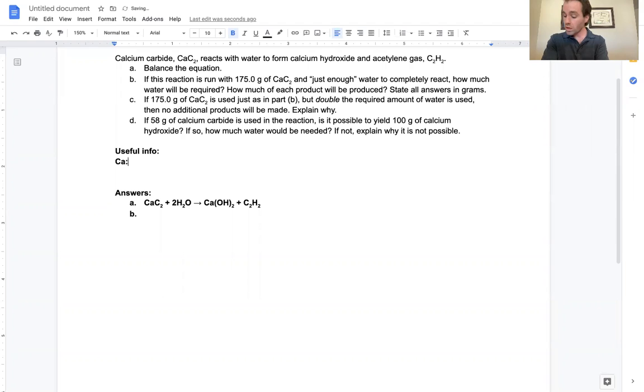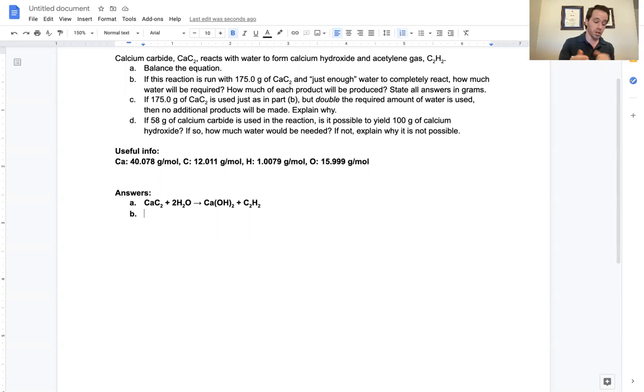Calcium is 40.078 grams per mole. Carbon is 12.011 grams per mole. Hydrogen is 1.0079 grams per mole. And oxygen is 15.999 grams per mole. Okay, so what this is going to let us get is the molar masses of all of the reactants and all of the products here.